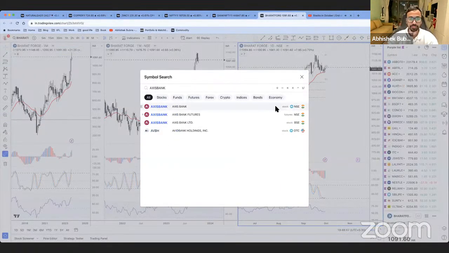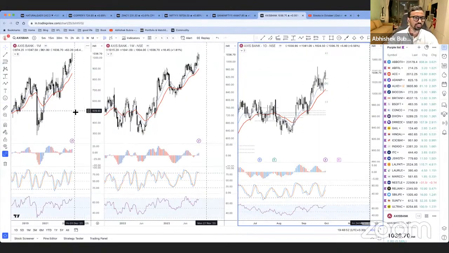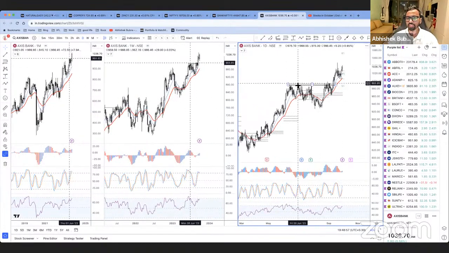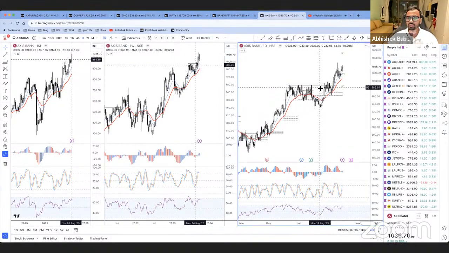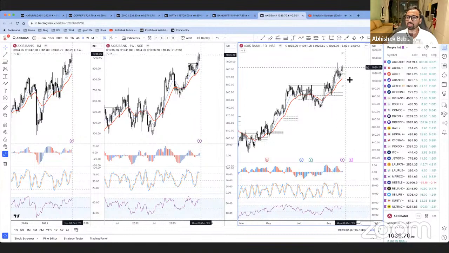Axis Bank looks okay actually. I think यहाँ पे एक रेजिस्टेंस था डेली चार्ट में. हाँ, ये रहा. हमने बनाया था शोल्डर हेड शोल्डर, इसने तोड़ दिया. 48, 88, 40 points roughly 9. So let's say 990, 41, 30. Yeah, हो गया. टारगेट भी हो गया.